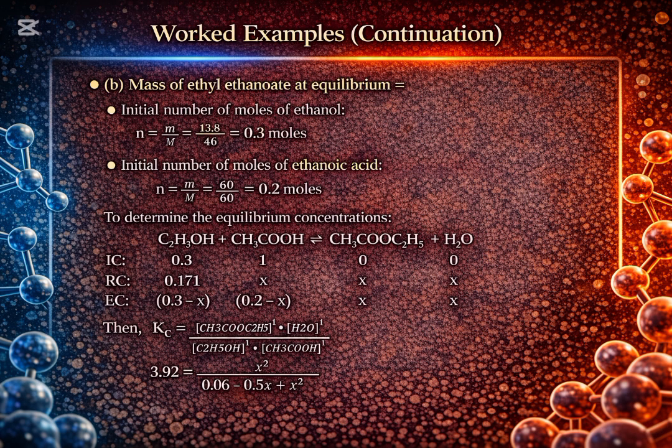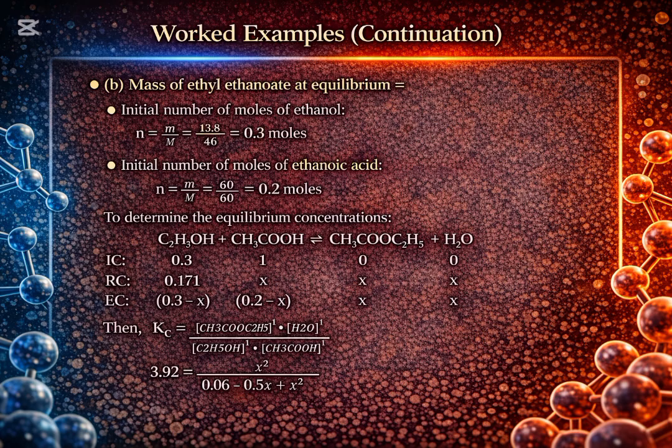So the third row, which is the equilibrium concentration, now what we do to the reactant side is to minus so that we know the amount remained or left. So 0.3 minus X will be written under ethanol. 0.2 minus X will be written under ethanoic acid. 0 plus X, don't forget, after the arrow is addition. So 0 plus X is X under ethyl ethanoate. 0 plus X is X under water.